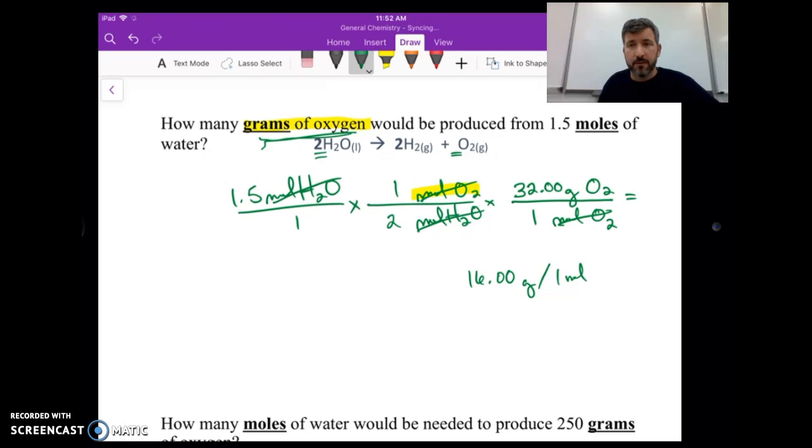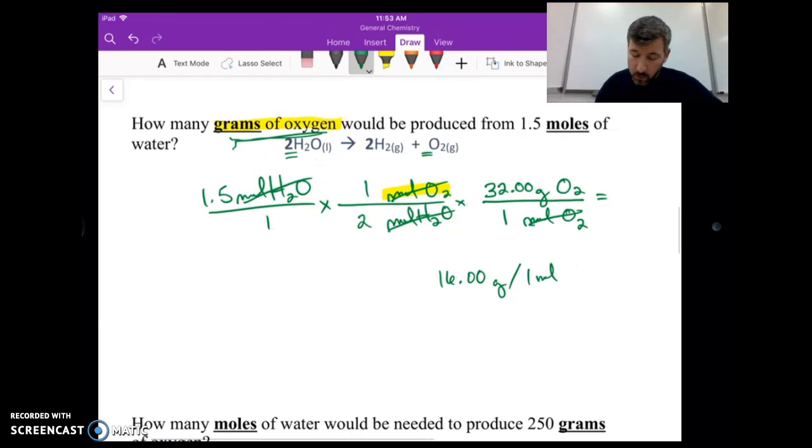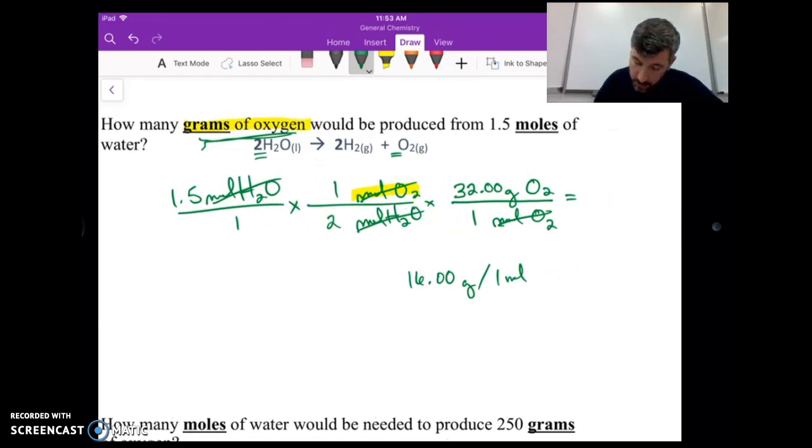So now we just have to do the math. And go ahead and do the calculation. Okay, so you should have gotten 24. And 2 sig figs is correct for that, so I'm just going to leave it at 24. And our unit for that would be grams of O2.